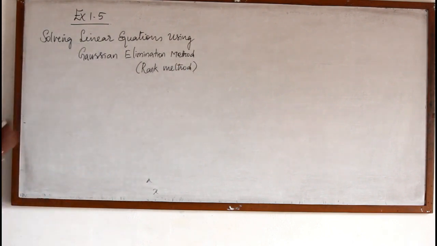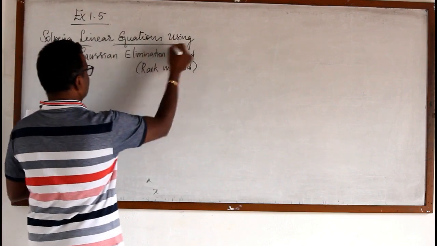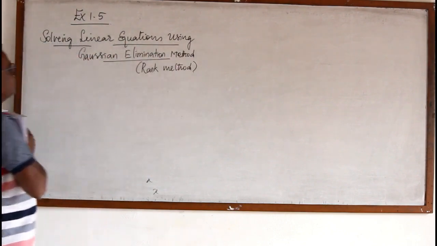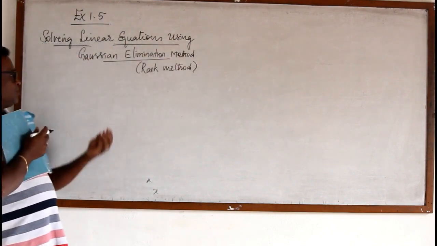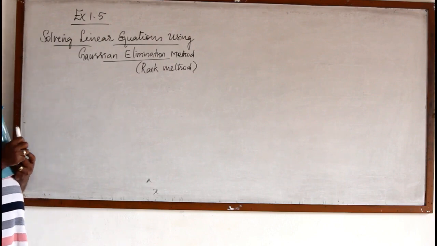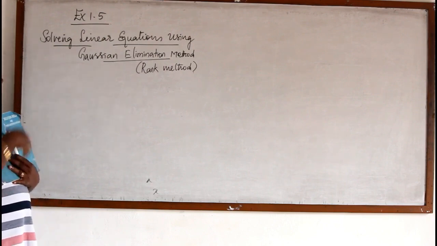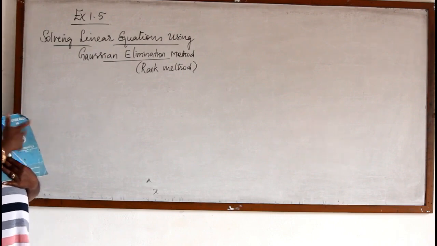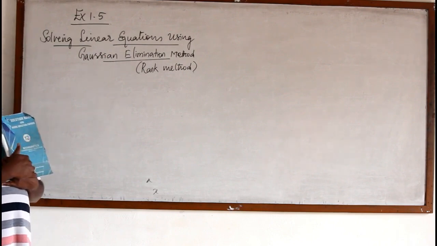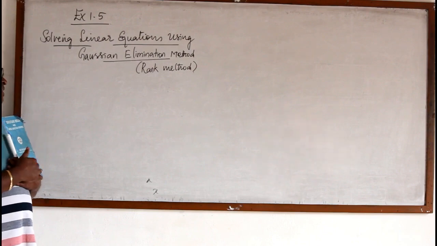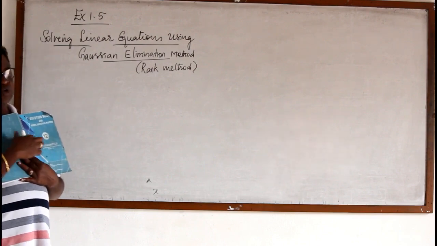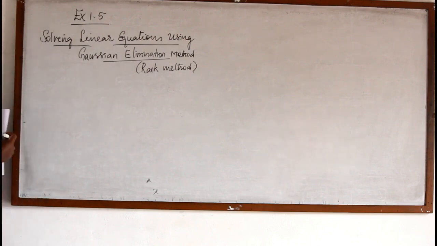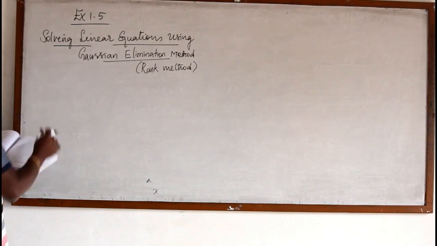They will give a system of linear equations. We shall solve the linear equations, but we will do it by the rank method. That means they will give a system of linear equations, we will write it in matrix format, and we shall go for finding the rank of that matrix. After finding the rank of the matrix, I will say how to solve that equation. So straightaway we can go for an example.